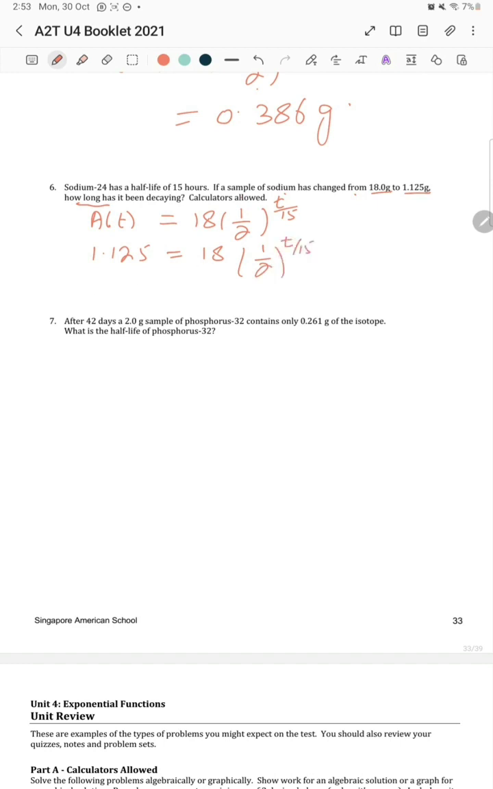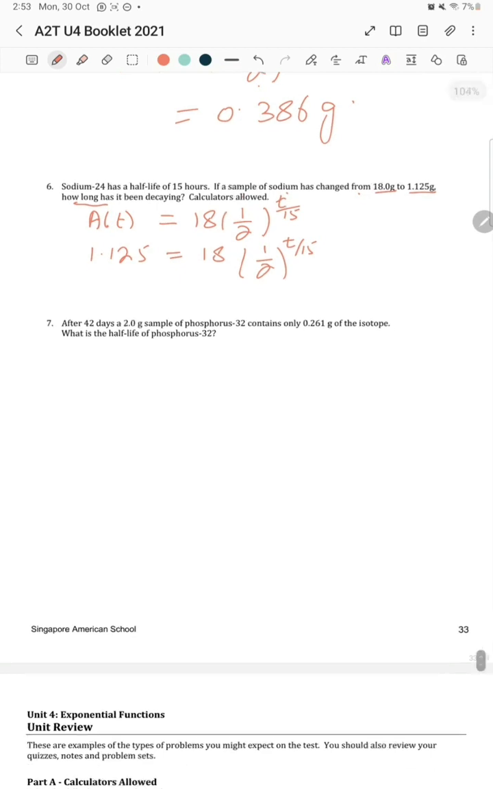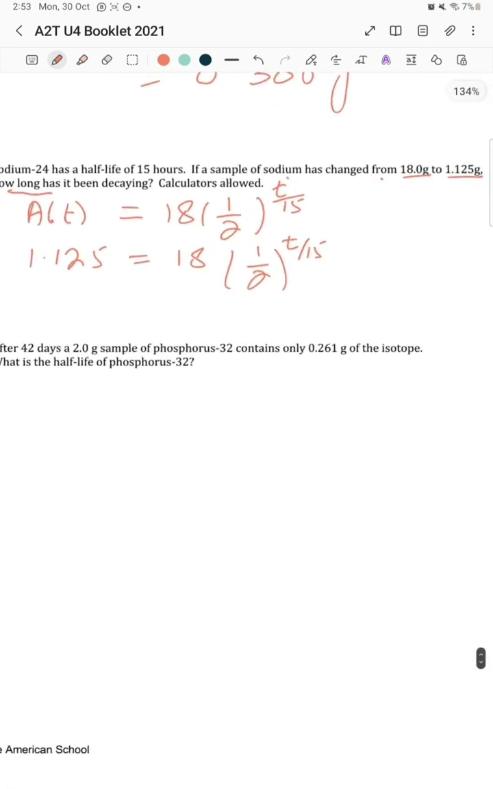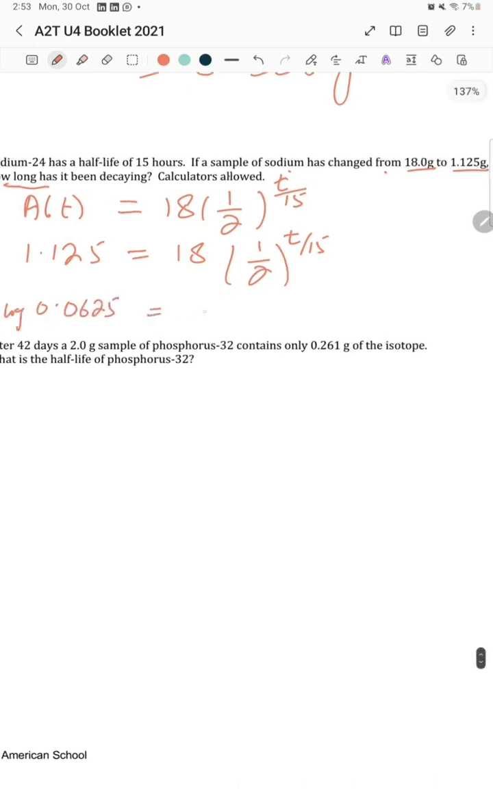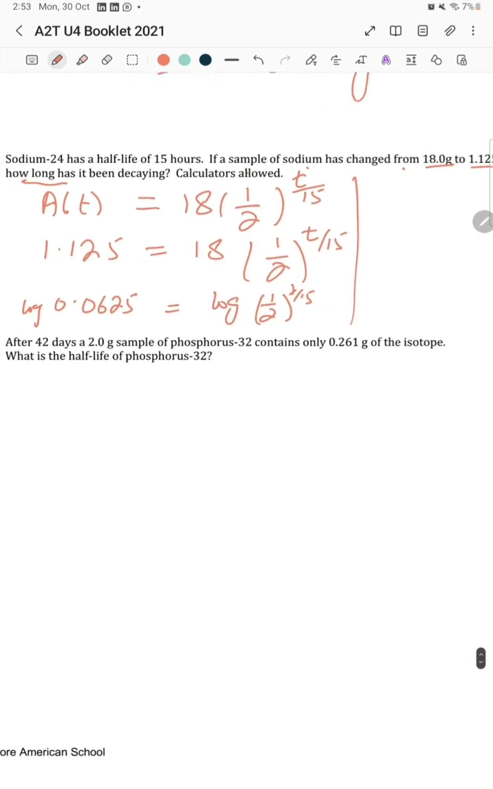So dividing this, and in this question you need to take logarithm. So divide 1.125 by 18. Let's do this. 1.125 divided by 18 is 0.0625. Log 0.0625 is equal to log (1 by 2) to the power t over 15.